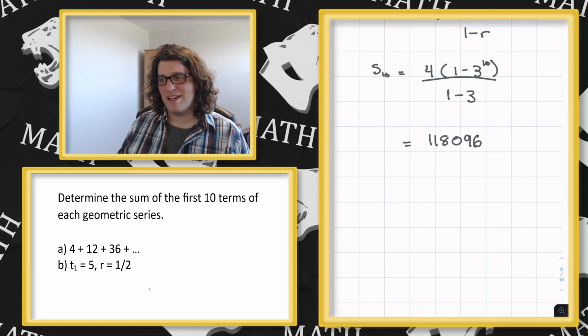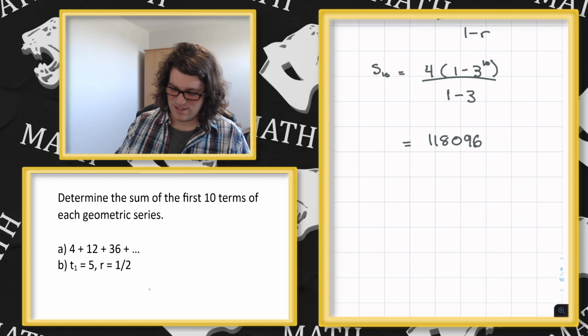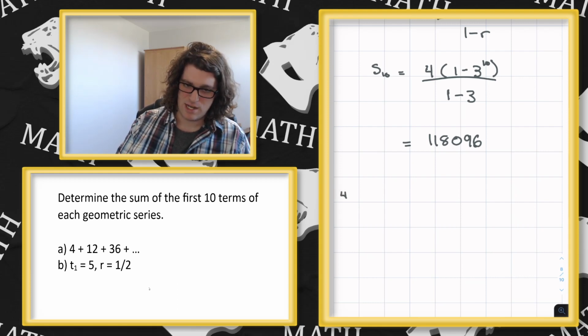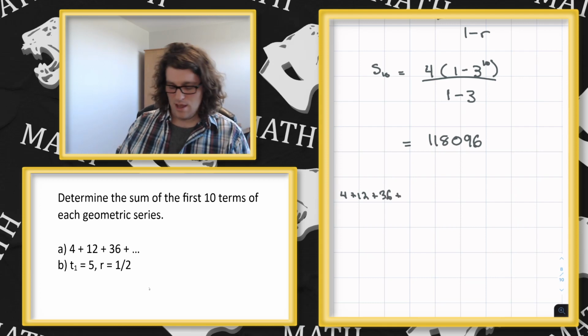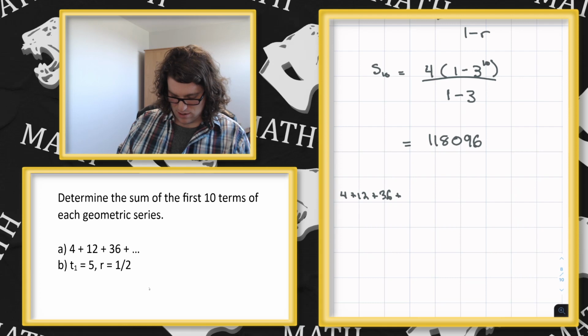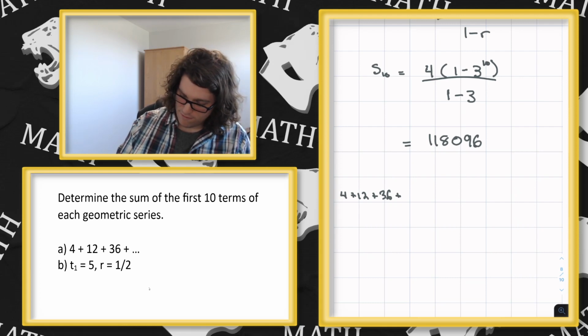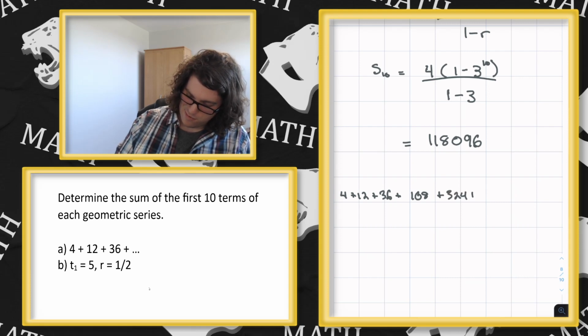I usually don't like to do this where we do it out by hand to check because the numbers are quite large, but I'm going to do it this time just so that you can see that this maybe isn't as unreasonable as you may think. Because these numbers are increasing by a factor of 3 every time, they do end up getting pretty large pretty quickly.